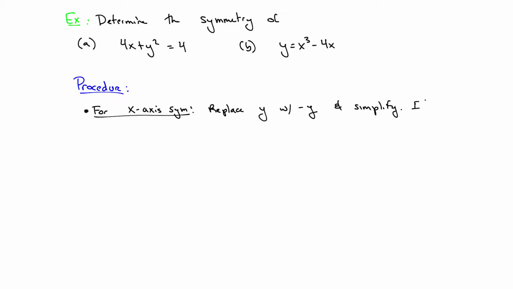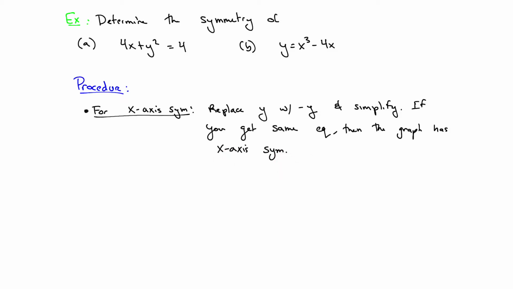If you get the same equation, then the graph has x-axis symmetry. So if you replace y with negative y and you simplify and you get back to the exact same thing, that means that the graph has x-axis symmetry.